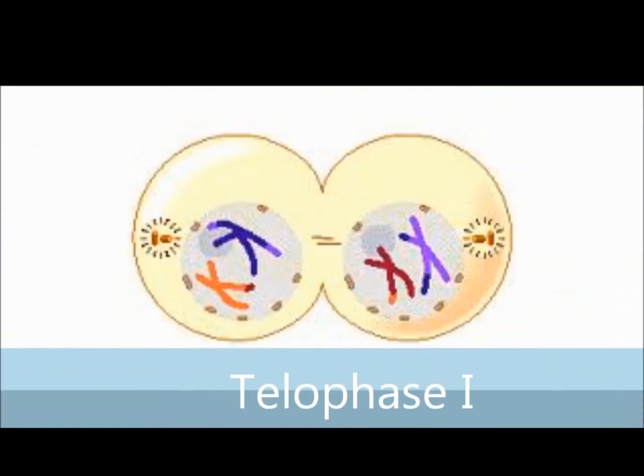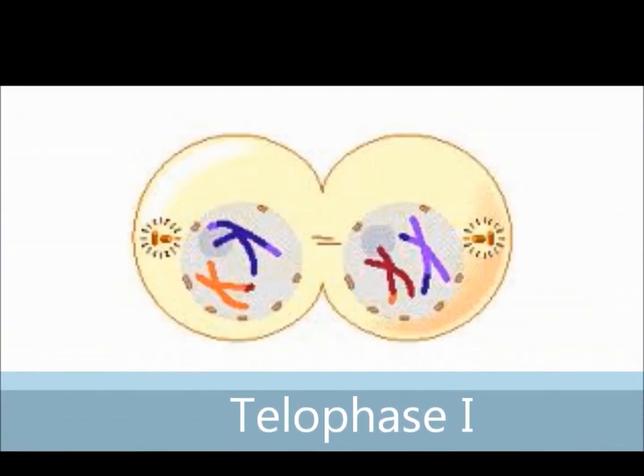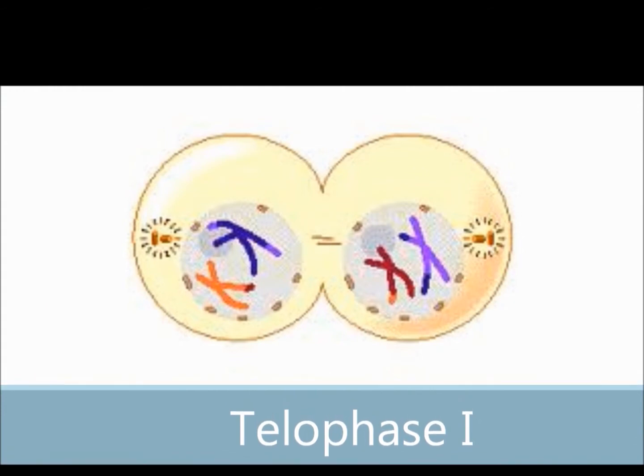The fifth step of meiosis is telophase. During telophase, chromosomes arrive at the poles of the cell. Each chromosome consists of two chromatids, then cytokinesis occurs and two haploid daughter cells are formed.